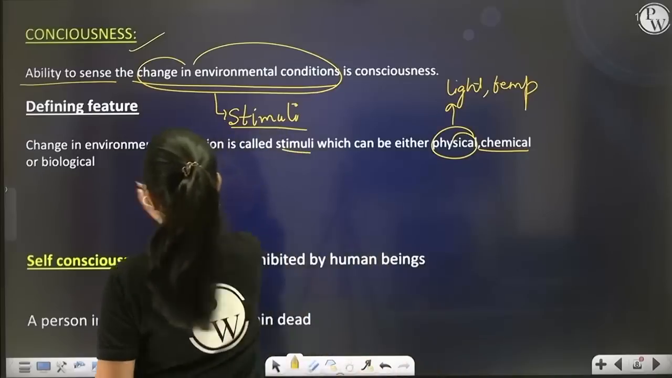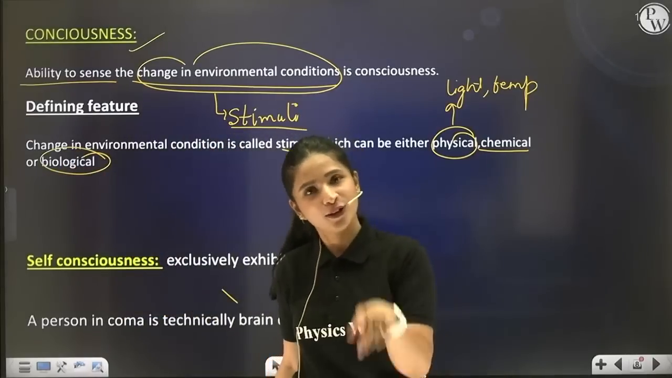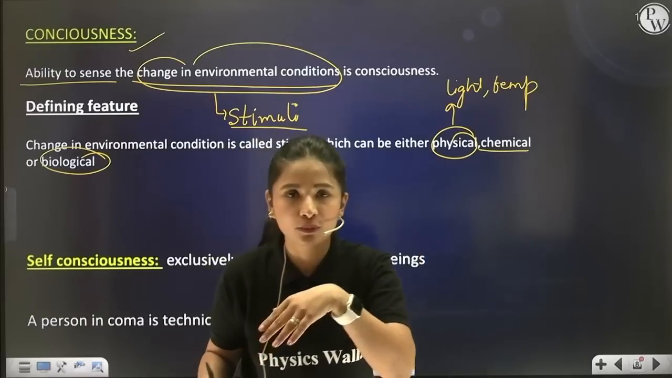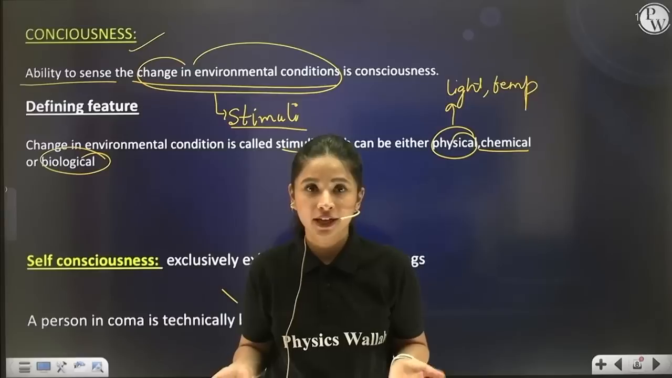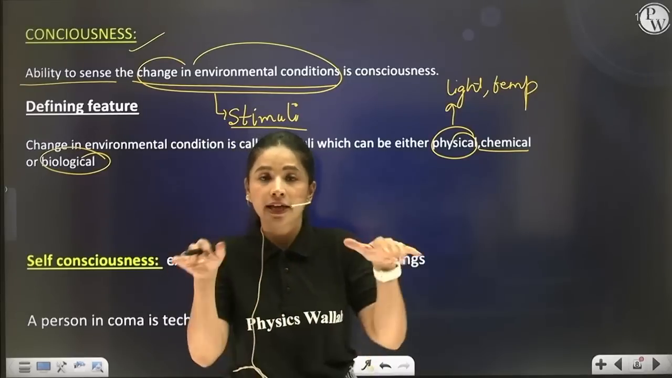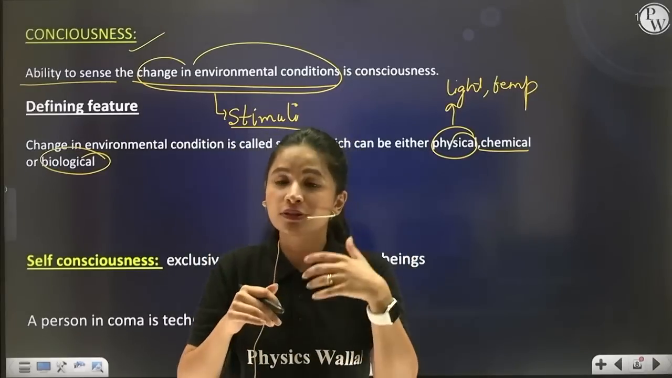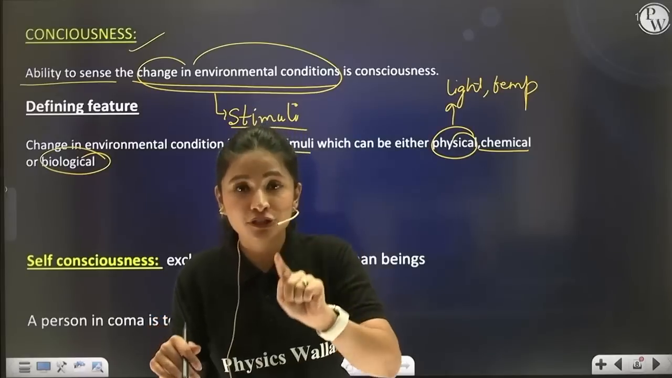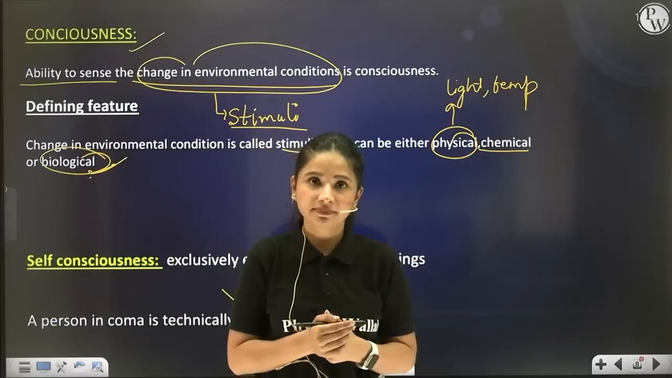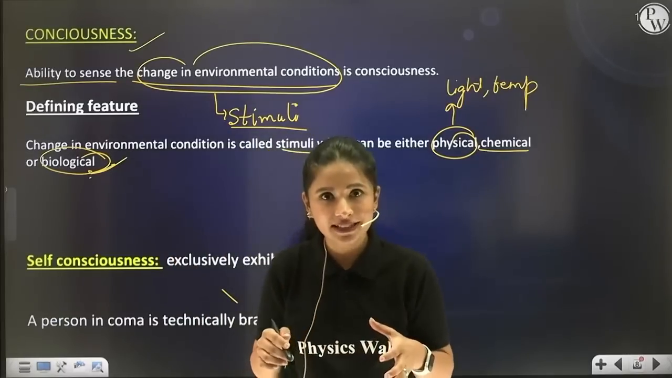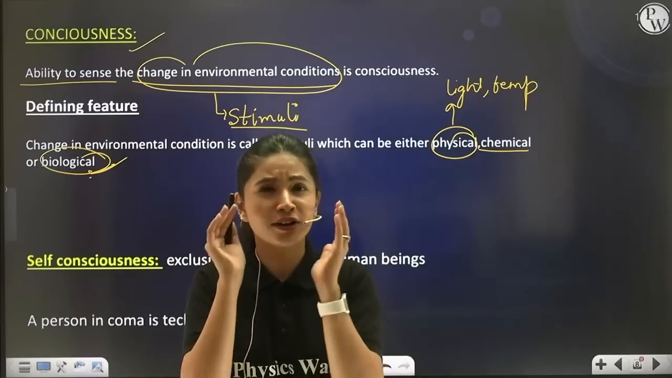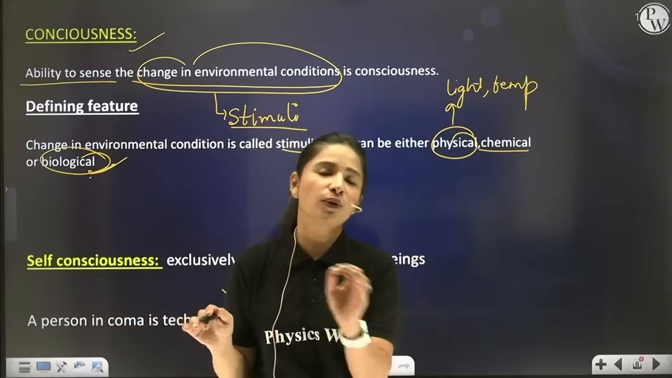Clear? Biological. Mimosa pudica, touch me not. You go and touch that plant. Leaves are going to droop. If somebody touches you, if I come and slap you or if I come and hug you, what is going to take place? You're going to suddenly respond to it. If I slap you, you're going to stay away from me. If I'm going to hug you, you'll come near to me. So this is your consciousness behavior, which you are showing in response to biological stimuli. Clear? So what is consciousness? Why is it a defining feature? What is stimuli? I hope all these points are now extremely clear to all my students.